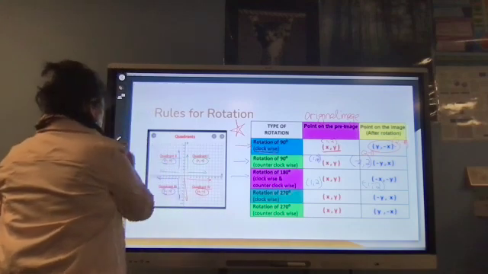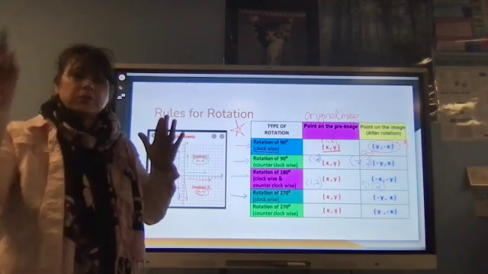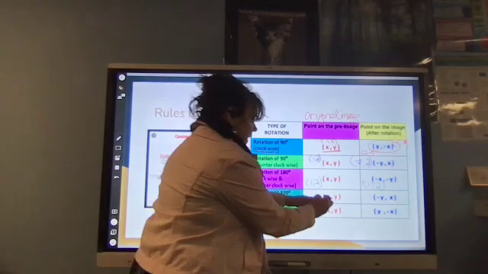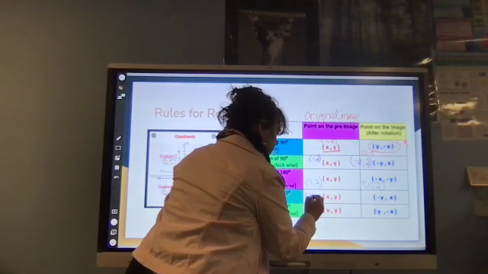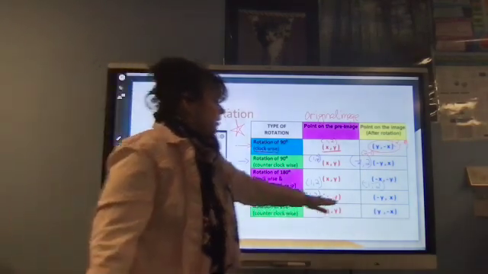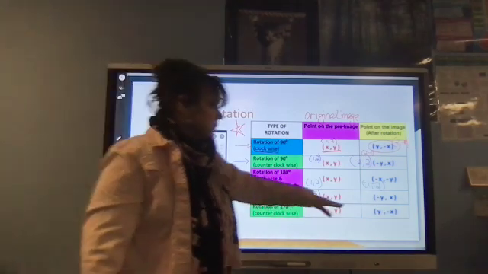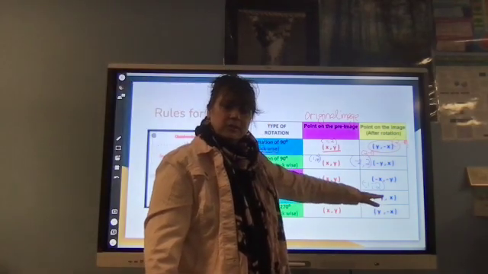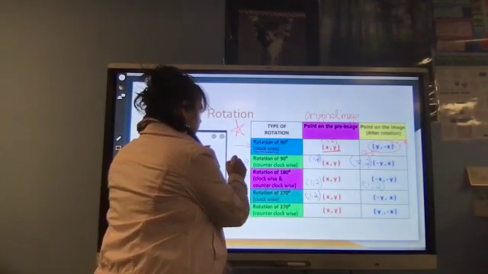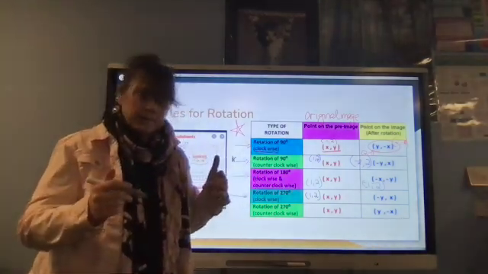Let's try rotation of 270 degrees clockwise. That means we're going to go 3 quadrants in the clockwise direction. Again, we start with our original point, our pre-image point, 1, 2. That's our example we're using for this. To find the image of rotating 270 degrees clockwise, we're going to switch the pattern to negative y, x. If you notice, that's the same as our rotation of 90 degrees counterclockwise. So there's a pattern there.